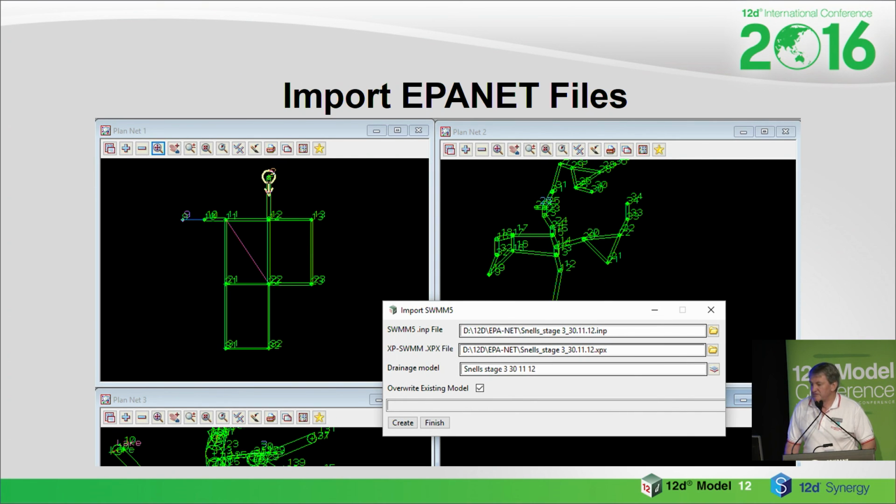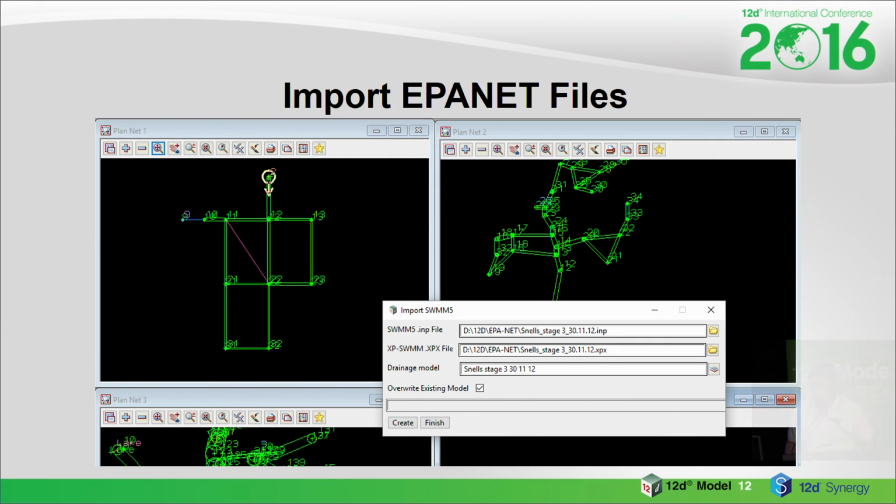We can also import files from EPANET format, but that would cover all the water supply software that uses that sort of format. So things like WaterCAD, WaterGEMS, XP Water, Mike Urban, the Innovyze products and so on. So yes, quite a broad import facility there.